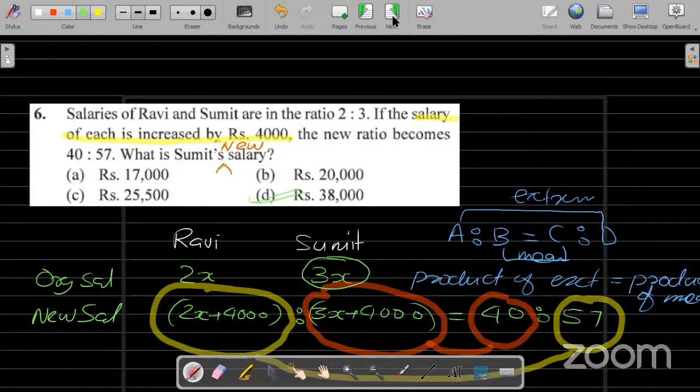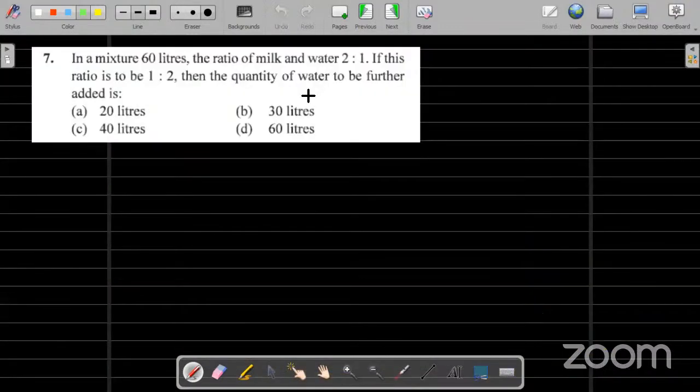Hope it is clear. We're going to the next question. That's a very simple question. If you consider the question in the same way, just read the question, fine, and tell me the answer.